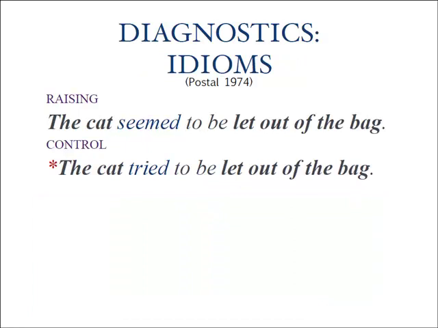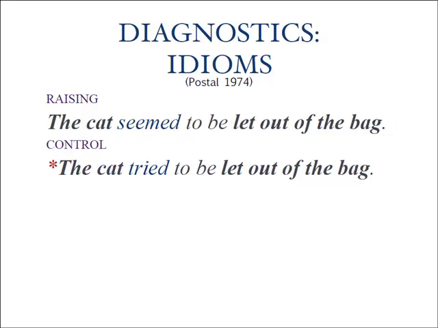Another test we can do is the use of idioms. So if we have an idiom like "the cat was let out of the bag," right? Unless you want me to call the RSPCA, this is not an actual cat. So it's not an actual thing. It's part of this idiom. So again, we can say "the cat seemed to be let out of the bag." So the cat is not really a thing, and our raising verb is not requiring it to be any kind of thing.